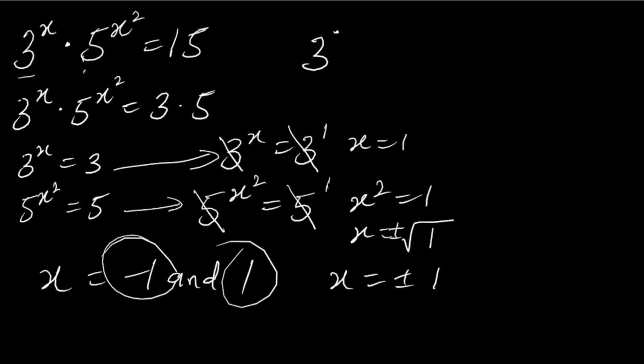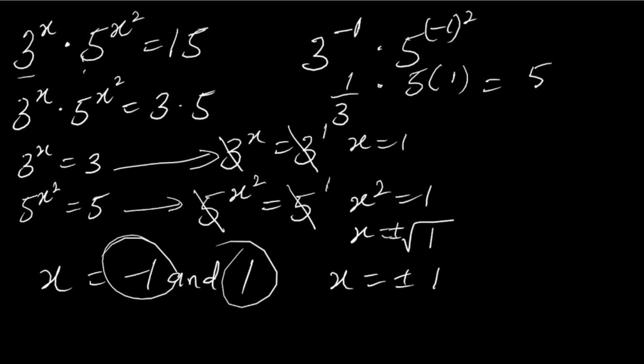Now, looking at this, we have 3 raised to the power of x, which will be, let's test for minus 1, 5 raised to the power of minus 1 all squared. 3 raised to the power of minus 1 gives you 1 over 3, and this will be 5 raised to the power of, which is still 1. That is, we are having this to be 5 over 3. This is not equal to 15. So it shows that minus 1 is actually not part of the answer.